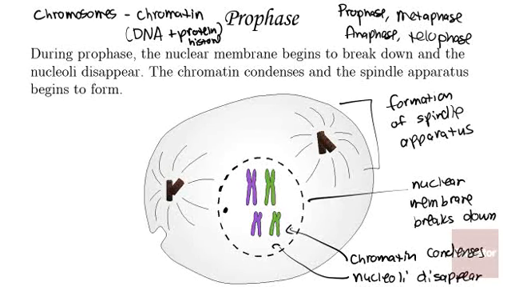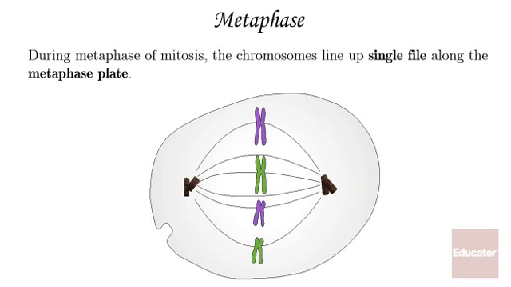The second phase is metaphase, second phase of mitosis. During the metaphase part of mitosis, the chromosomes line up single file along the metaphase plate. And this single file is very important because it's one thing that differentiates mitosis and meiosis. In meiosis, chromosomes line up differently, and that makes a big difference in the outcome of that type of cell division.